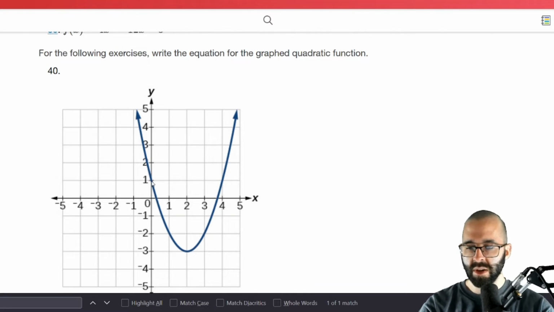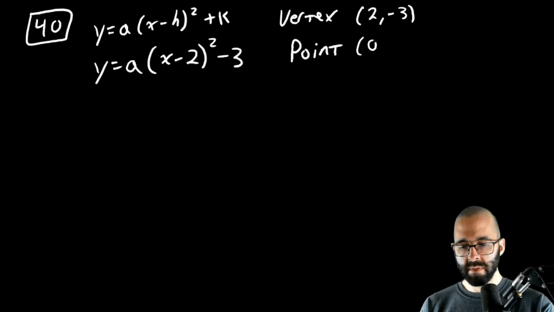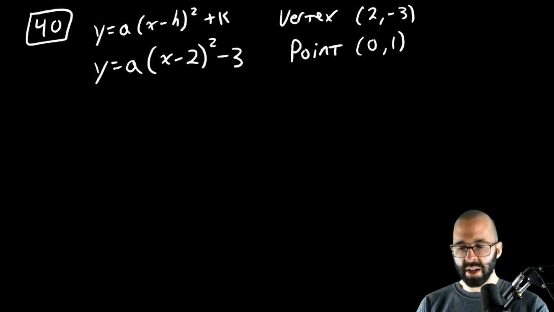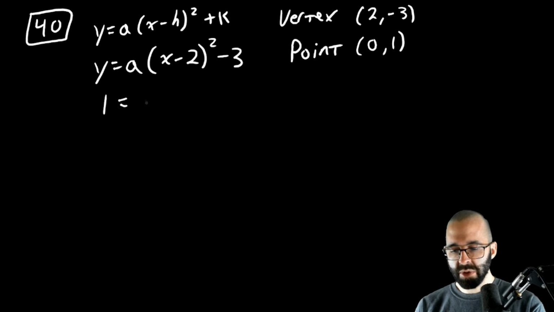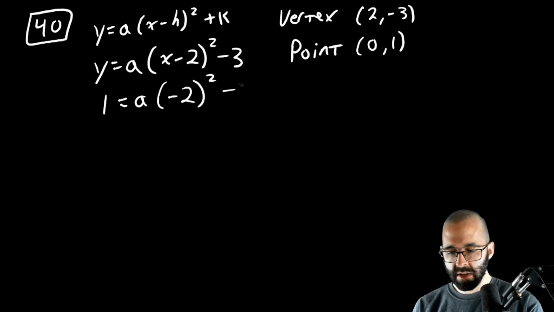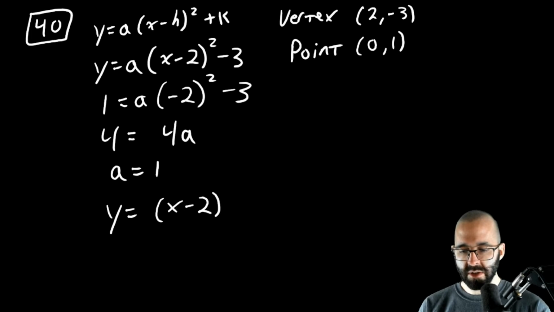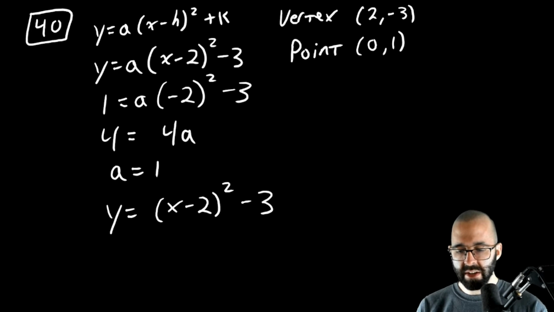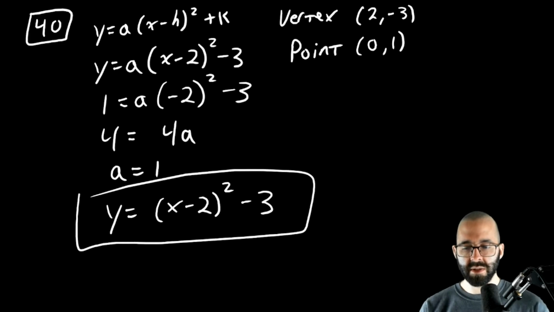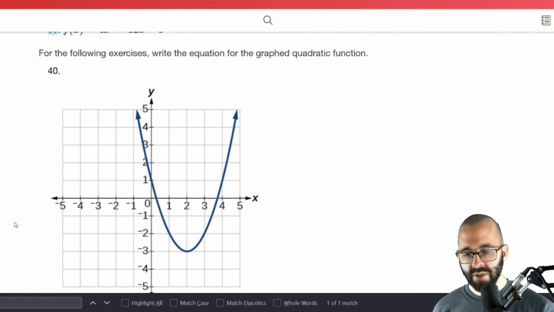This is the point 0, 1. Plug that in. Y is equal to 1. X is equal to 0. Add 3 to both sides. You should get that a equals 1. So our answer for number 40 is just x minus 2 squared with a 1 in front of it, minus 3. Or you could use function transformations.